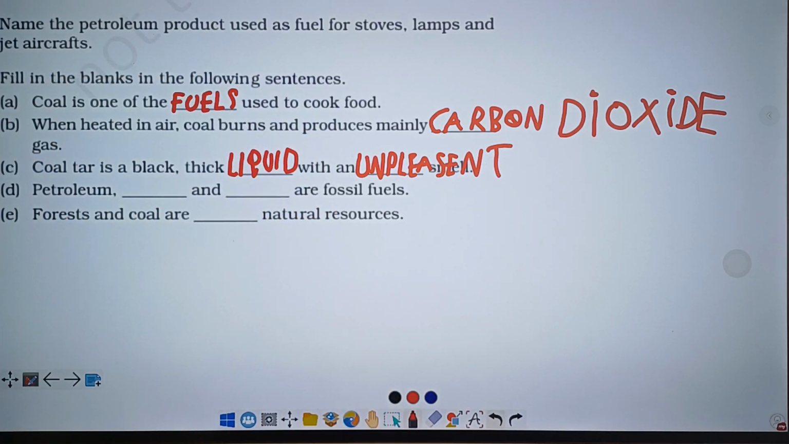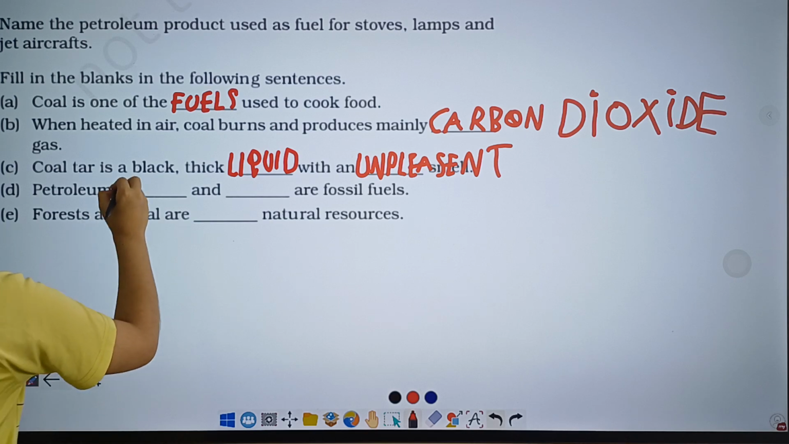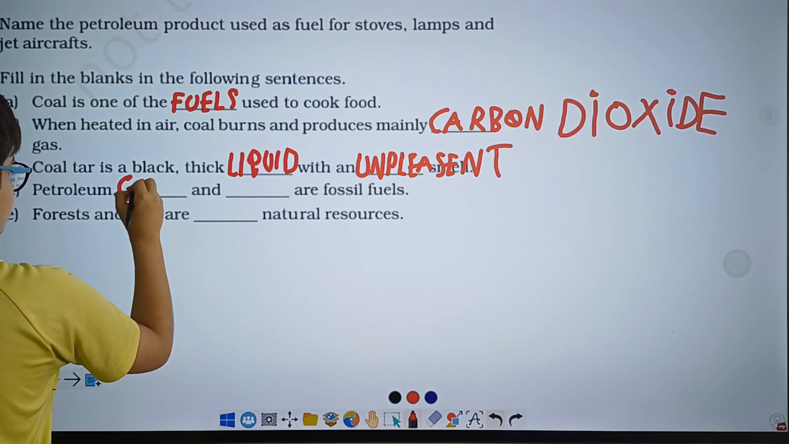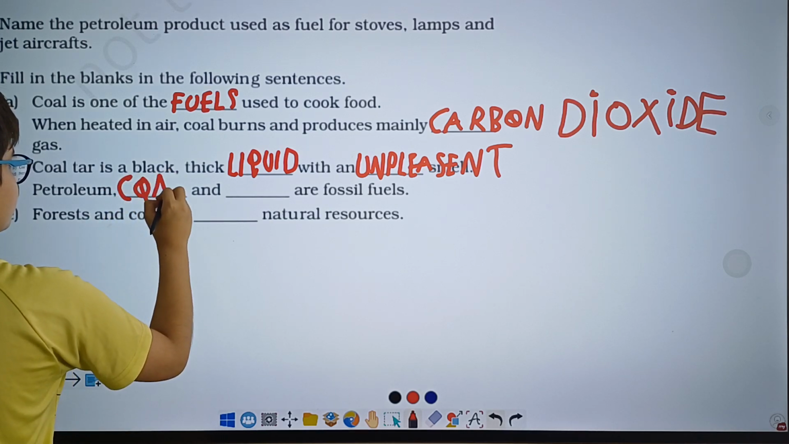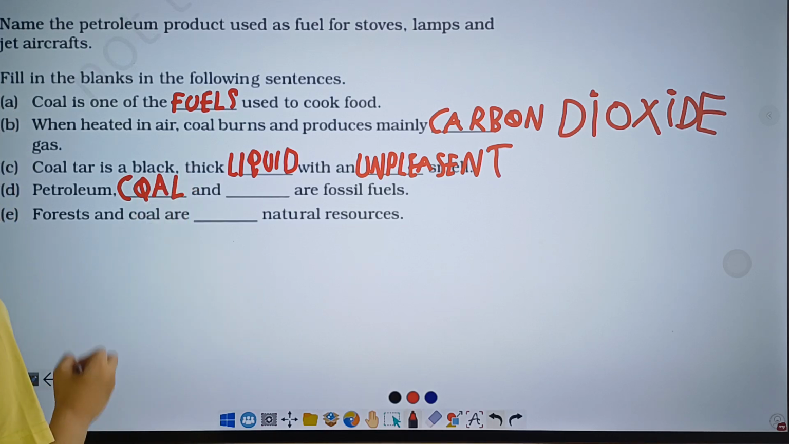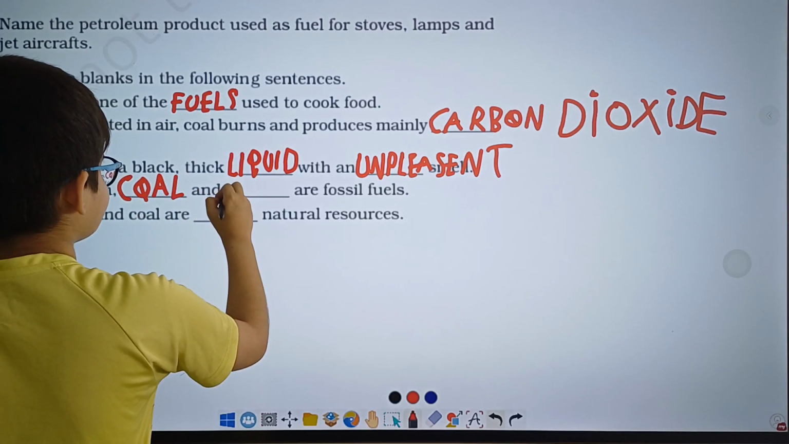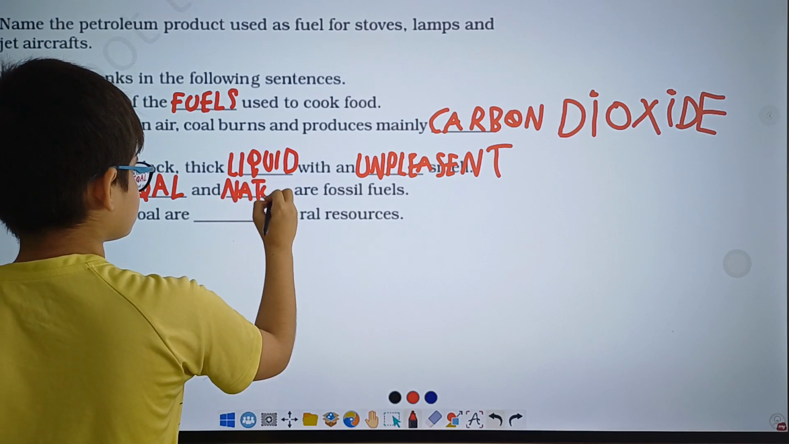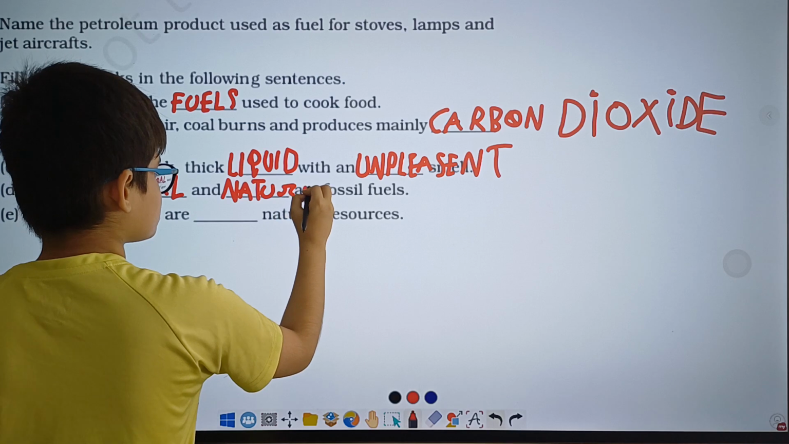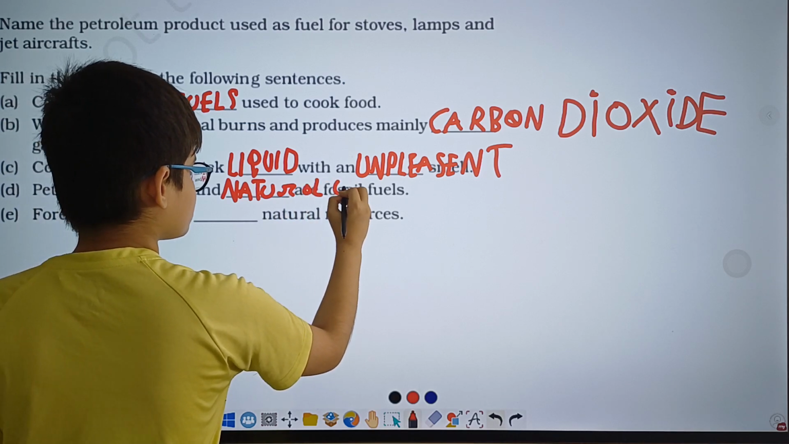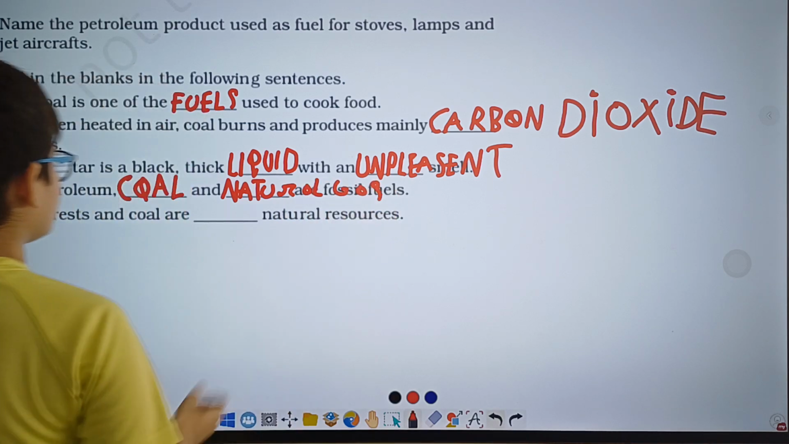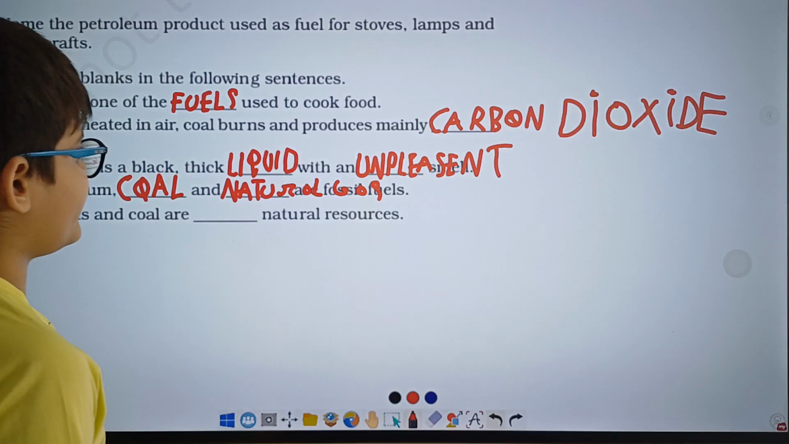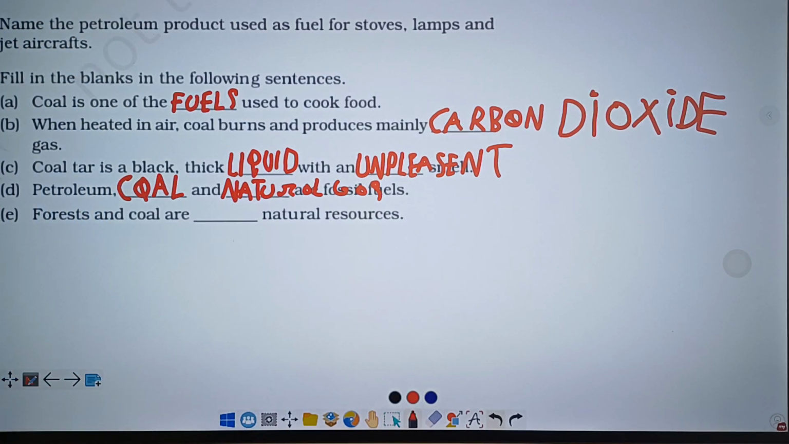Alright, part D of this question. Petroleum, gas, and gas are fossil fuels. The correct answer will be petroleum, coal, petroleum, coal, and natural gas. Petroleum, coal, and natural gas are fossil fuels.